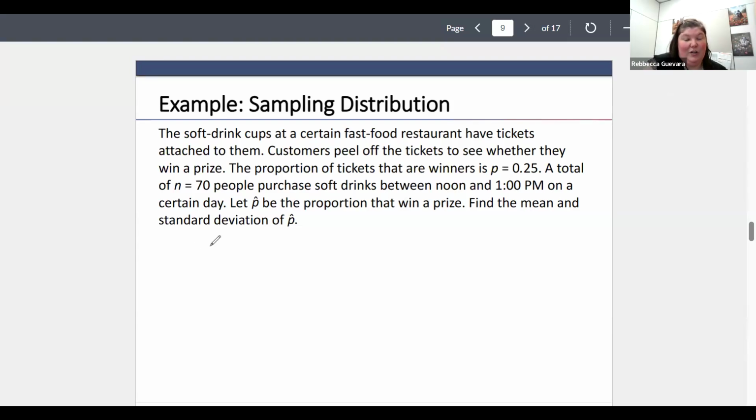So we're looking for the mean and standard deviation of all sample proportions.